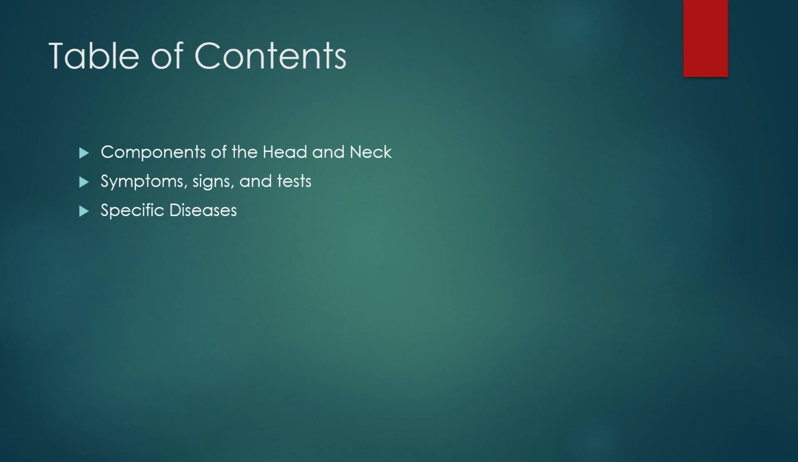Number two is the symptoms, signs, and tests. This section connects what we see under the microscope to real clinical practice. Think why hoarseness matters, why chronic mouth ulcers are never just irritation, and why biopsies from this region are extremely common in pathology. And then number three, specific diseases. This is where pathology really shines. Infections, inflammatory disorders, autoimmune conditions, and malignancies that love epithelial tissue just a little too much.